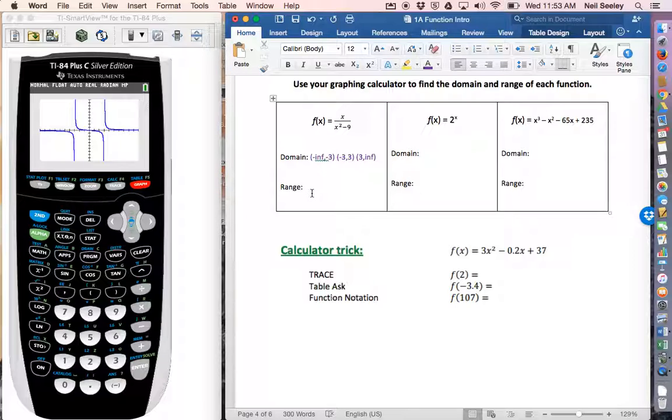Range. Range is the lowest y to the highest y. If you look at this graph, the lowest it seems to go is way, way down there at negative infinity. So we go negative infinity to, in this case, it looks like it goes all the way up to positive infinity.